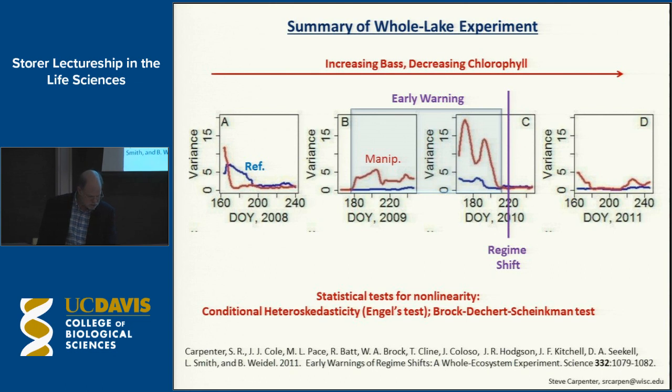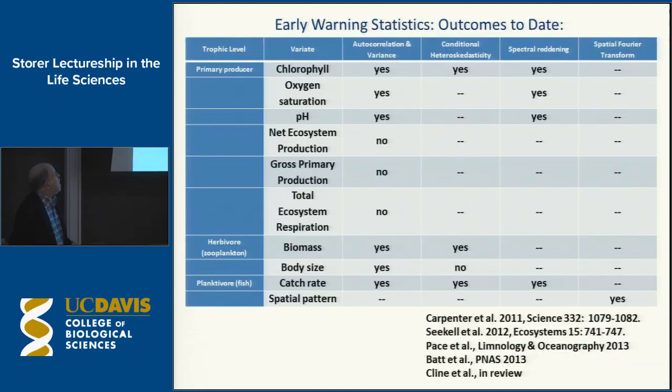This slide just says the same thing. Because of the massive data, it has taken quite a while to analyze this experiment, but by now we've been able to look at a number of variables and figure out what happened. The yeses mean we did see an early warning signal consistent with theory. The noes mean we did not. Most of them are yeses.